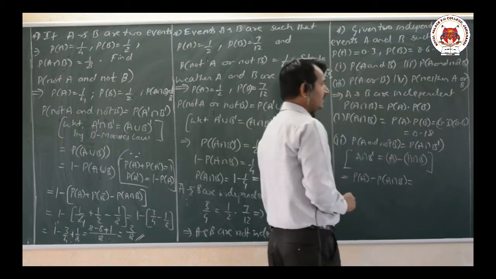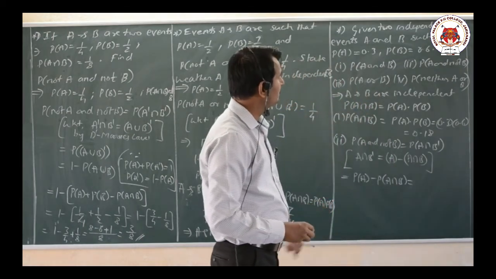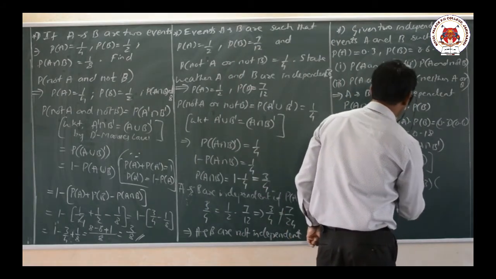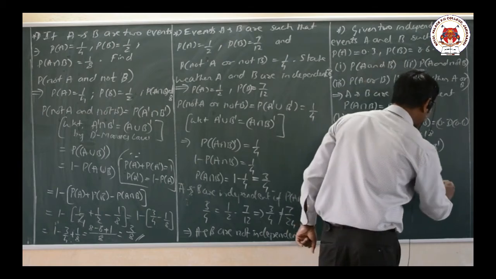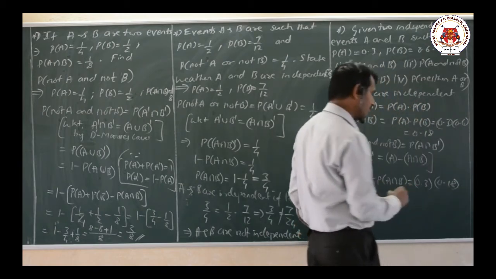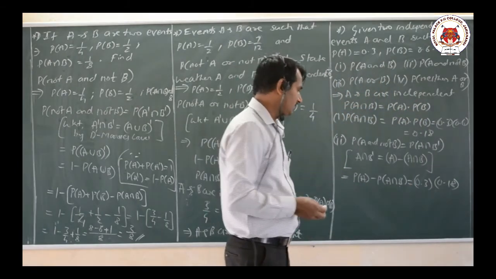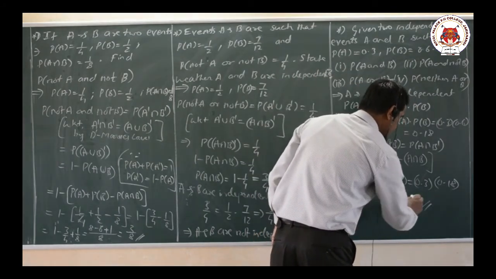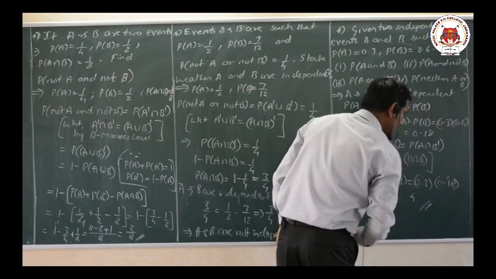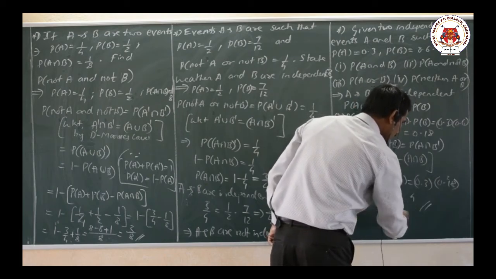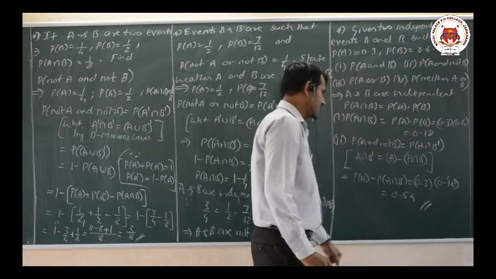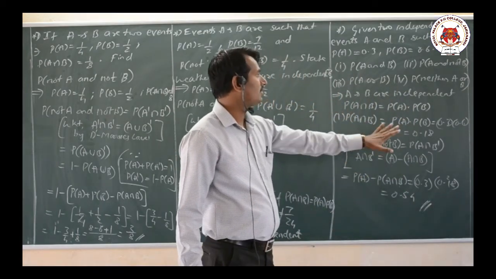Now what is the P of A value? That is 0.3, and P of A intersection B value, just now we found, that is 0.18. You multiply it and you can find out the required result. That is 0.54. That is the value for P of A and not B.